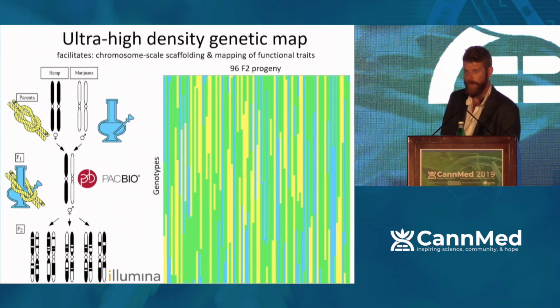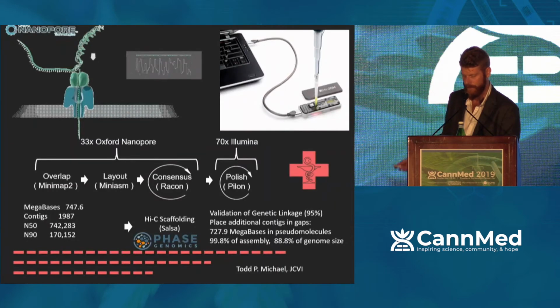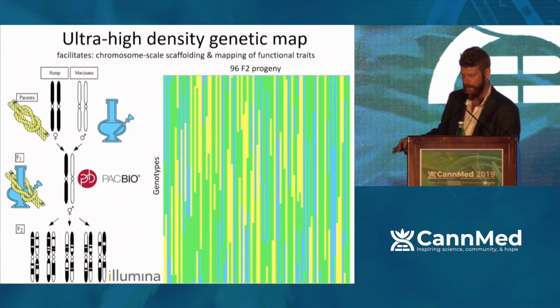We also measured important agronomic traits in the F2 population, such as cannabinoid profiles and plant architecture. In this slide on the right, I show the genotypes, which are indicated in rows, of 96 of the F2s, each of which is indicated by a column in that square on the right.